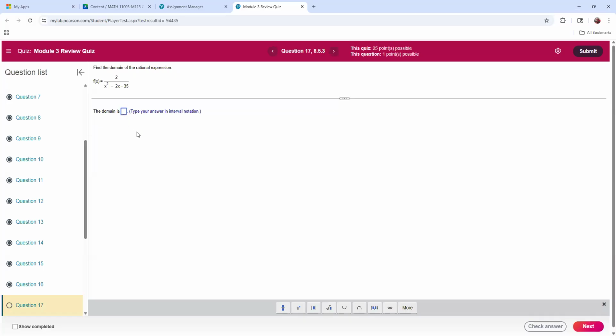So let me find my parentheses. Parentheses, -infinity, comma, -5, close parentheses, union, open parentheses, -5, comma, 7, close parentheses, union, open parentheses, 7, comma, positive infinity, and then close parentheses. Okay, so put it in interval notation on that answer.